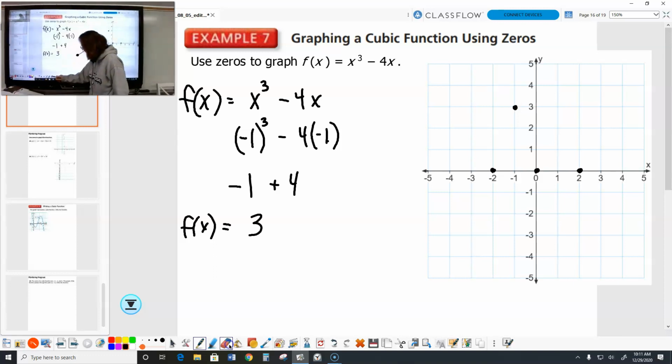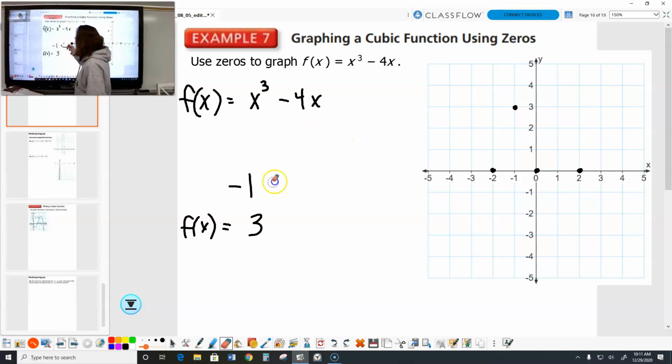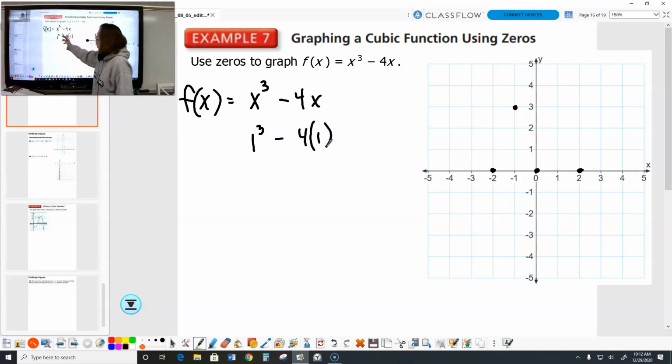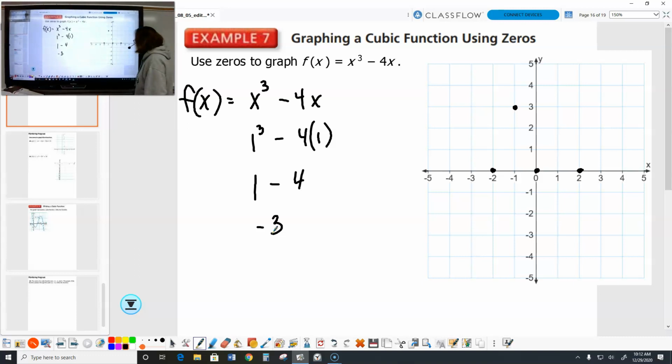All right, now let's do the same thing, but let's find a point between the other 2 zeros that we have. Let's choose a point between 0 and 2. Let's go ahead and use the 1. So let's substitute x with 1. We're going to have 1 cubed minus 4 times 1. 1 cubed is 1. 4 times 1 is 4, so minus 4, and that's going to give us negative 3. So when x was 1, y was negative 3. So let's go ahead and put a point down here.